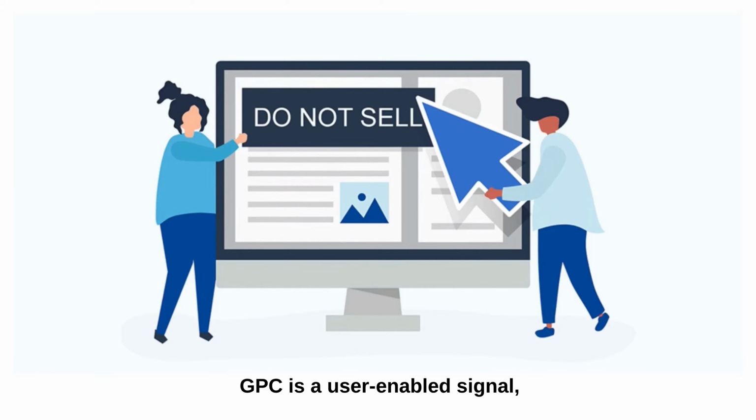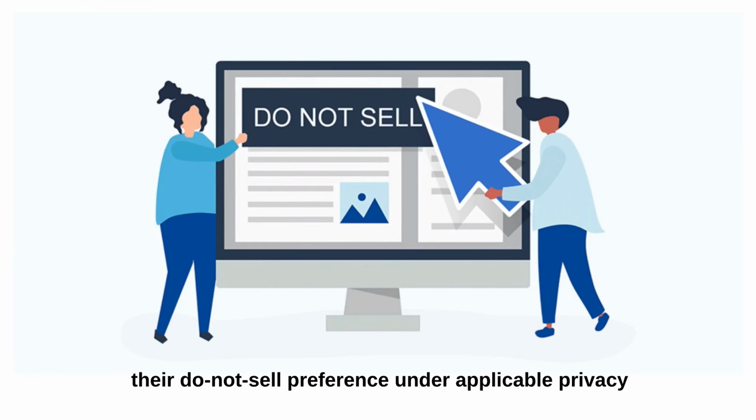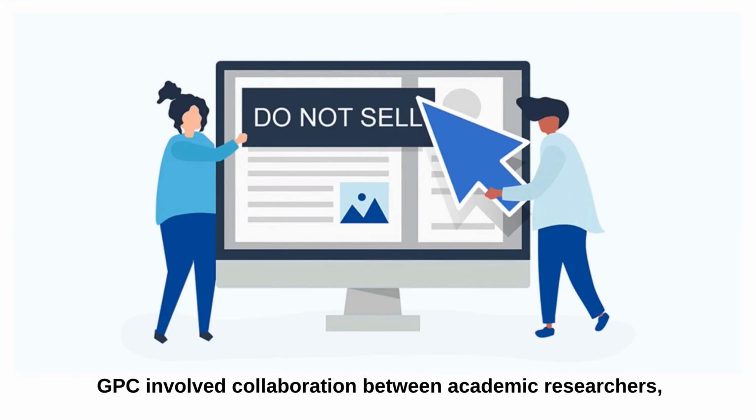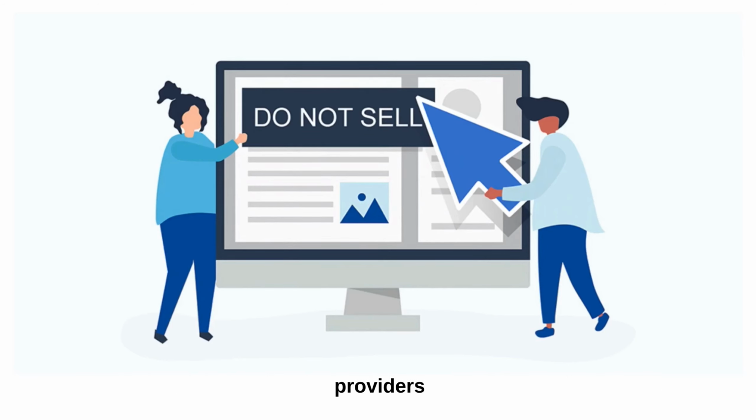GPC is a user-enabled signal, typically originating from a browser. It provides consumers a simplified mechanism to communicate their do not sell preference under applicable privacy regulations. The development of GPC involved collaboration between academic researchers, browser developers, and consent management platform providers.